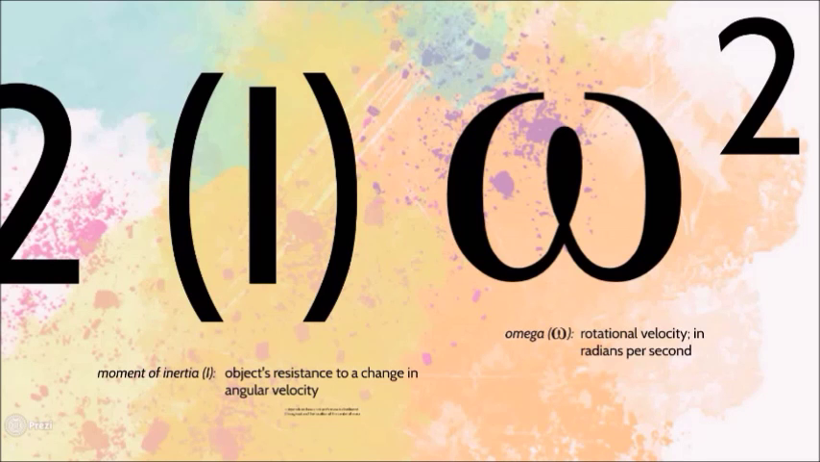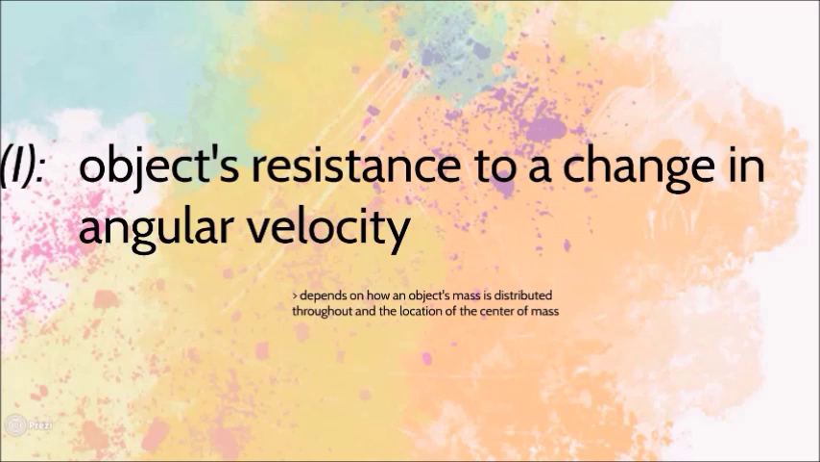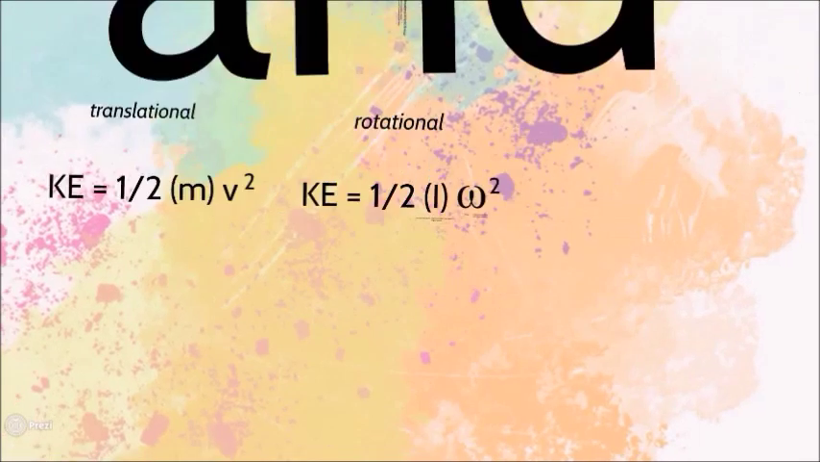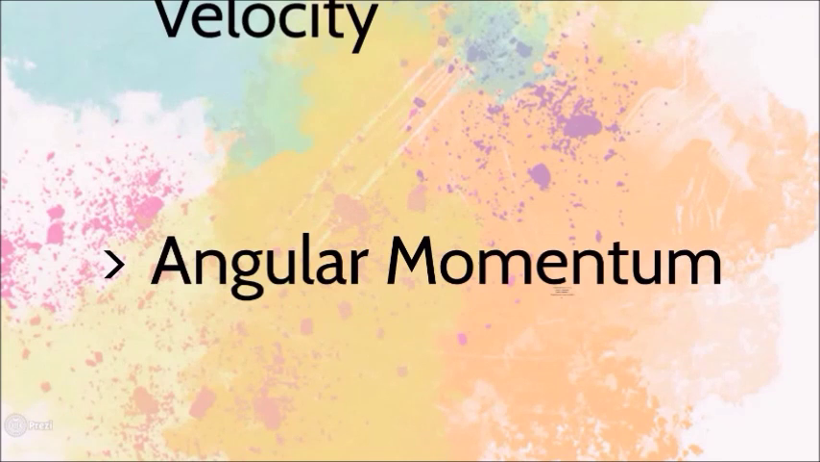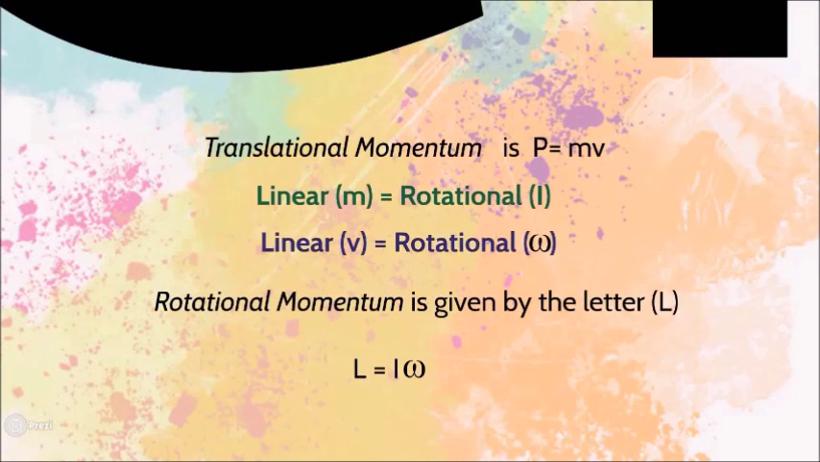Moment of inertia is an important concept in rotational motion, and it is important to understand that an object's moment of inertia depends on how the object's mass is distributed and the object's center of mass. Finally, one last important piece of rotational motion is a rotating object's momentum. Translational momentum is given by P equals mass times velocity. Using the equivalent rotational variables, we can find the equation to figure an object's rotational motion.